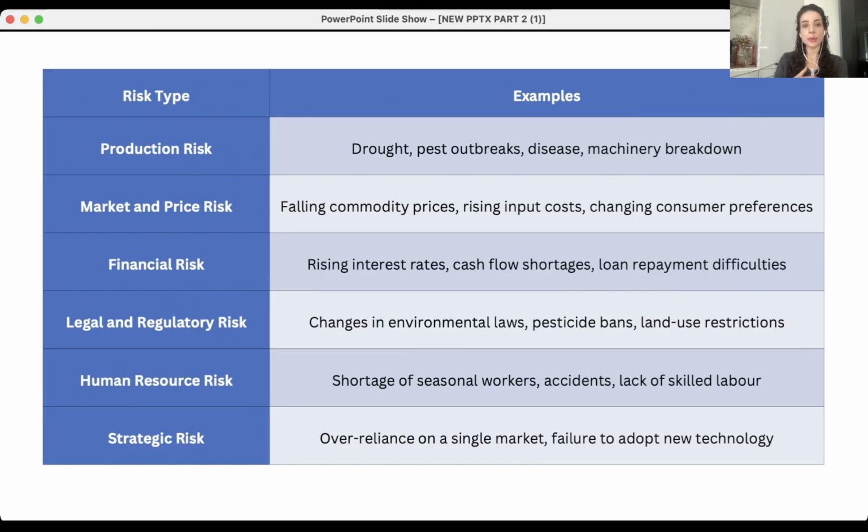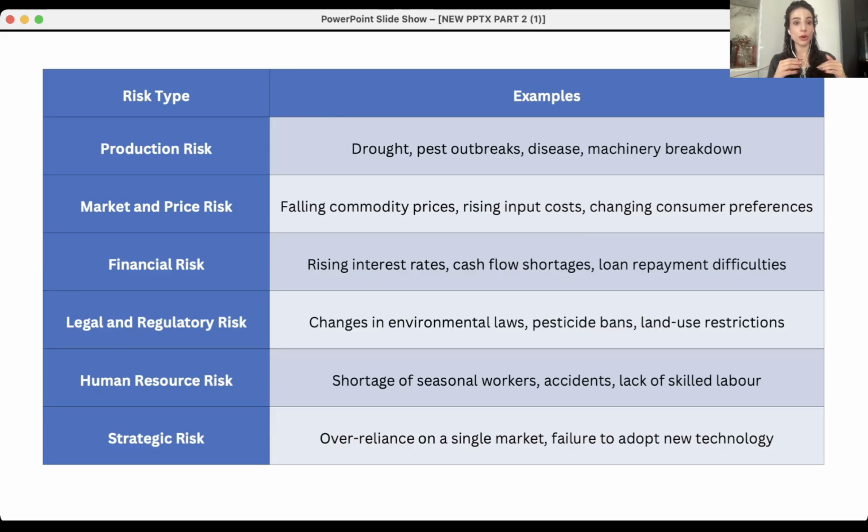Here are the risk types that we have discussed and examples corresponding to these risk types. Under the category of production risk, drought, pest outbreaks, disease, machinery breakdown. These can be examples for the production risk. Under the category of market and price risk, we have examples such as falling commodity prices, rising input cost, changing consumer preferences.